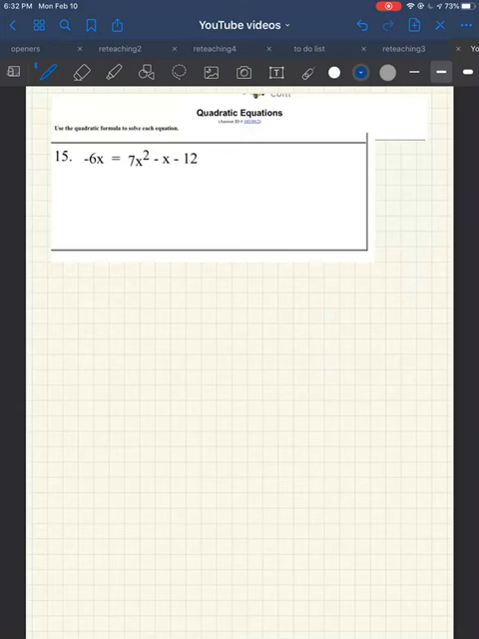For this one, we're doing the quadratic formula again. So I'm going to write my standard form quadratic. That is going to be f of x equals ax squared plus bx plus c. I see my equation's not in that form, so I'm going to go ahead and manipulate it to the form that I need.